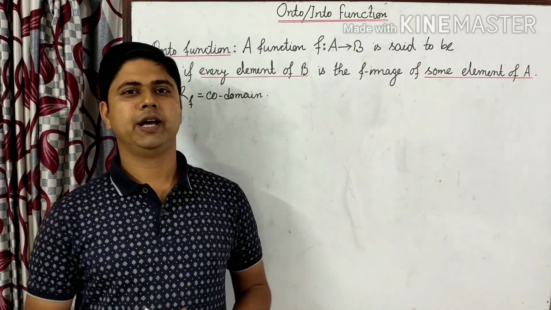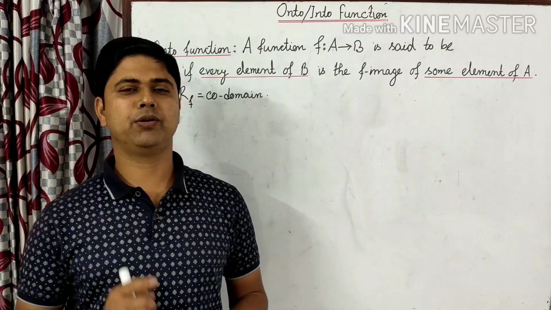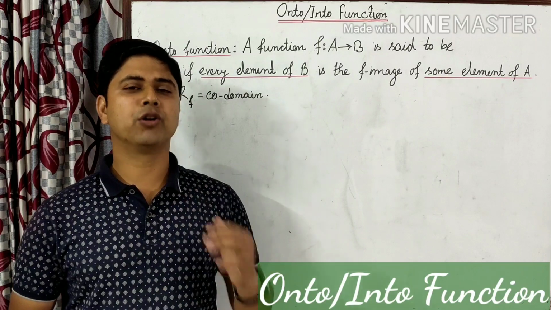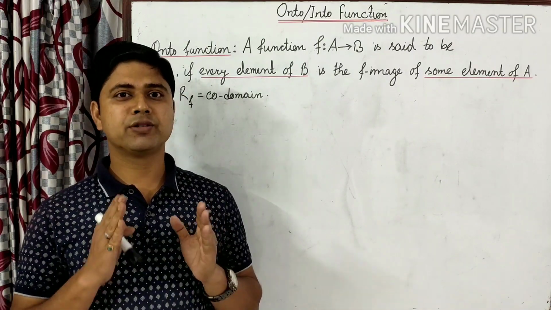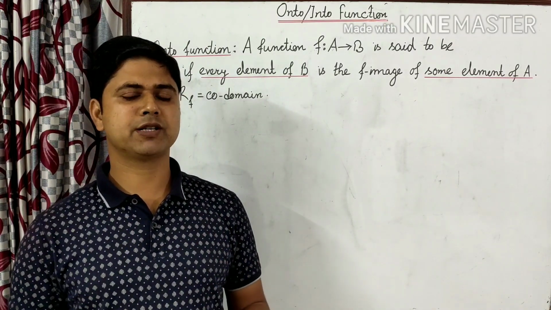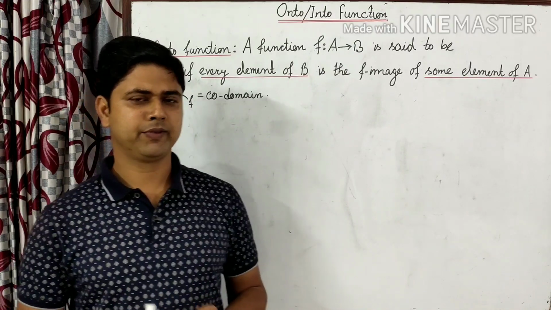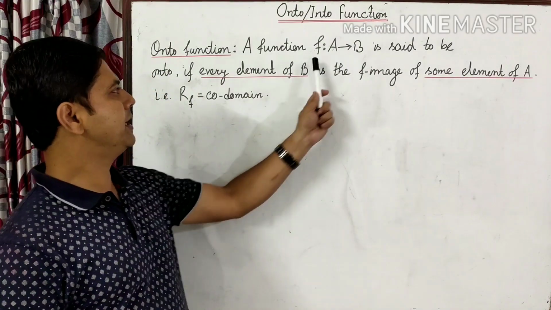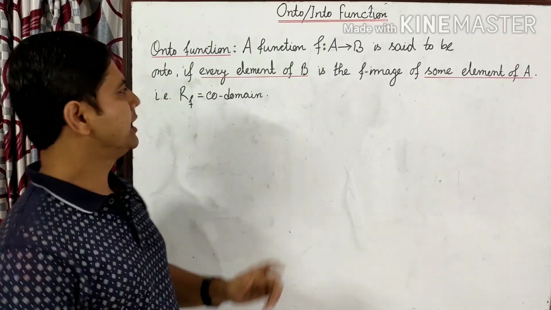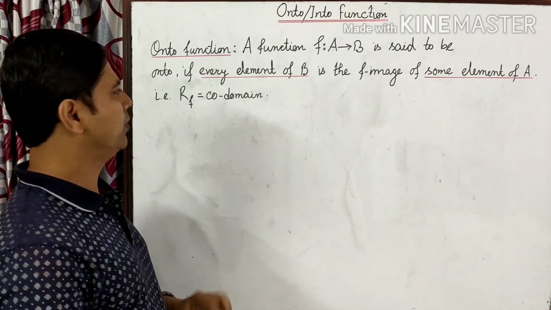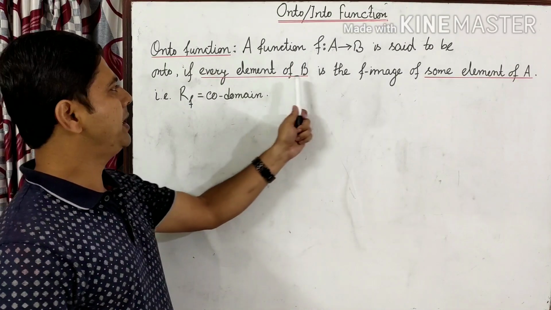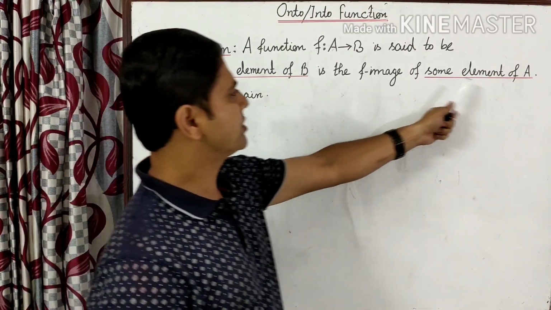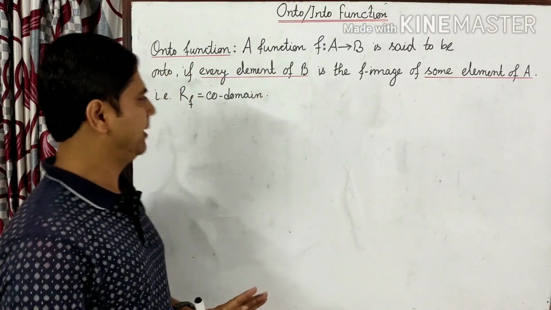In this video, I am going to discuss onto function and into function. So what do you mean by onto function? How can you check whether a given function is onto or not? According to the definition of onto function, if you consider f as a function from A to B, this one is said to be onto if every element of set B is the f image of some element of set A.